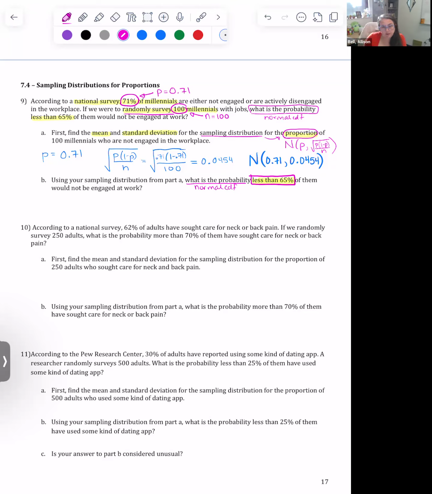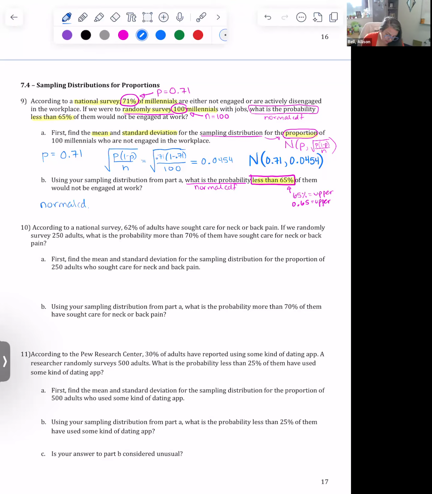So it looks like less than 65%. If we want less than that, then that implies that 65% is the upper bound, but we need to represent that as a proportion. So we actually need to write that as 0.65 is the upper. They are not providing us with a lower bound. So as we know from 7.1, 7.2, and 7.3, if we don't have a lower bound, we need to use a large negative number to represent our lower bound.